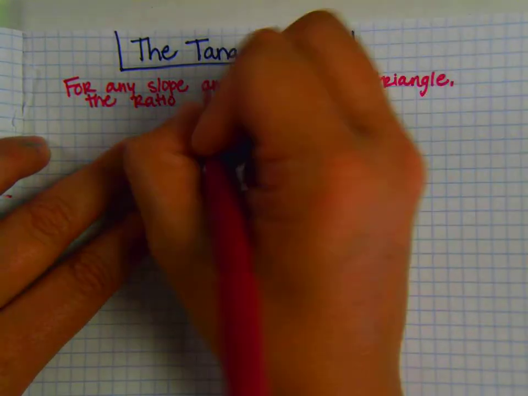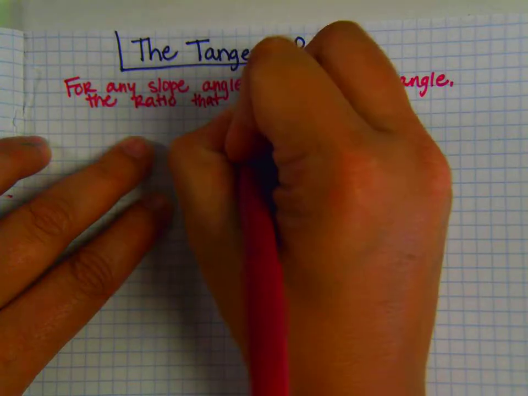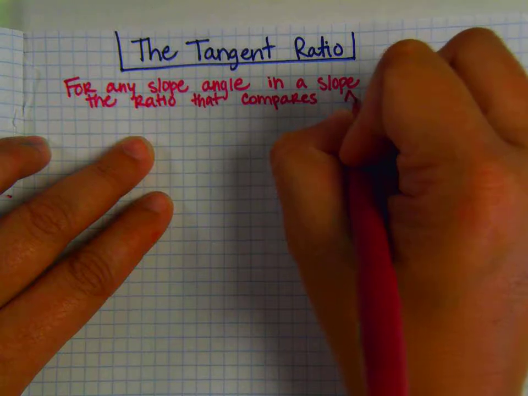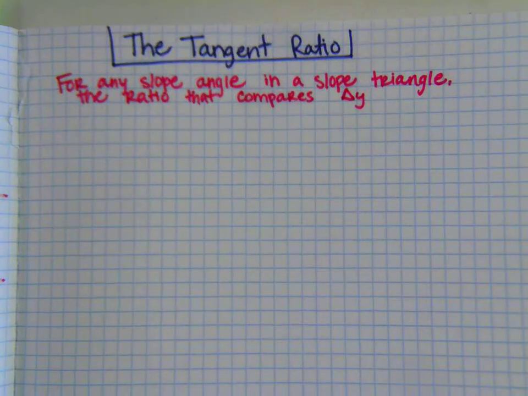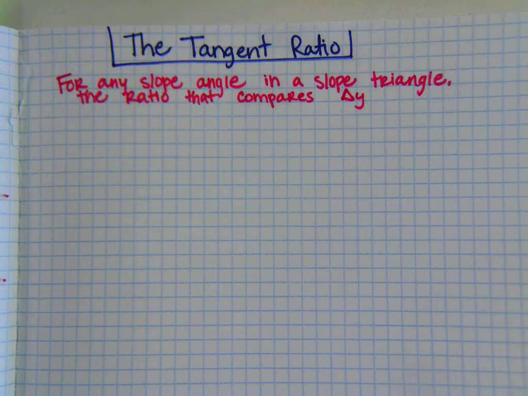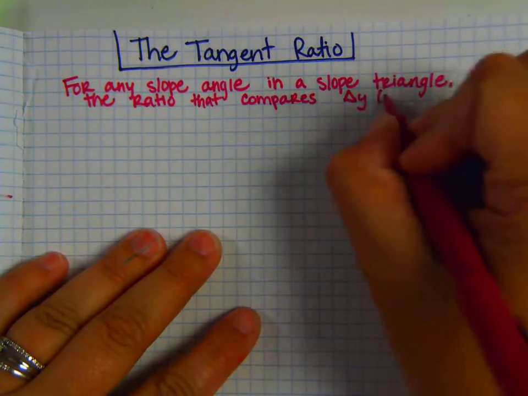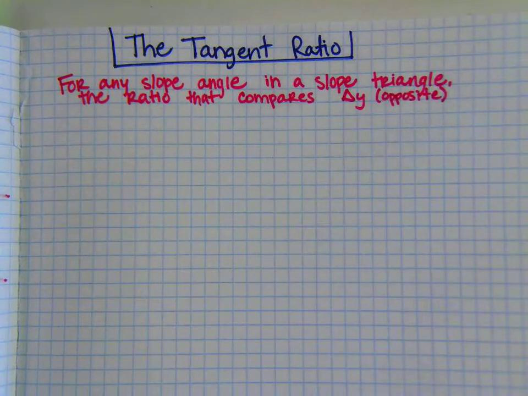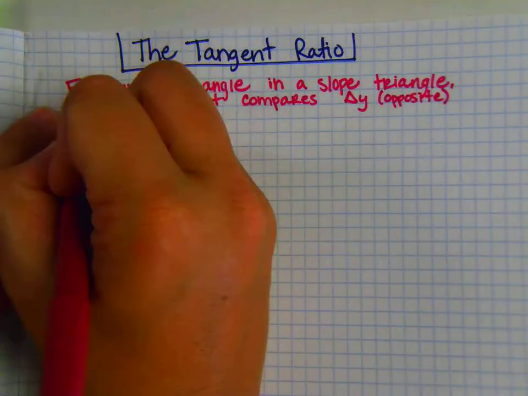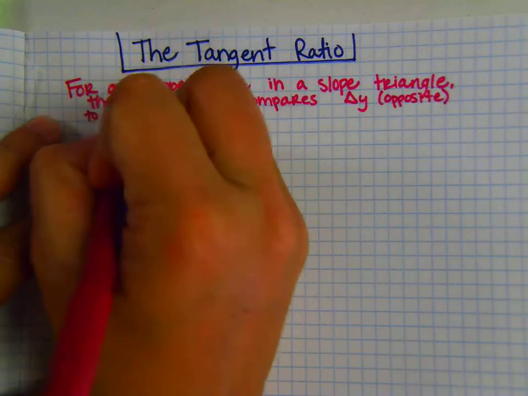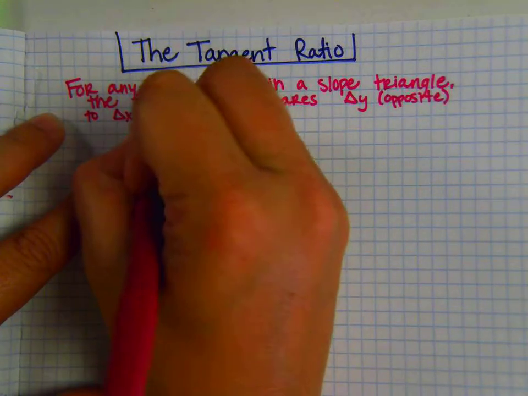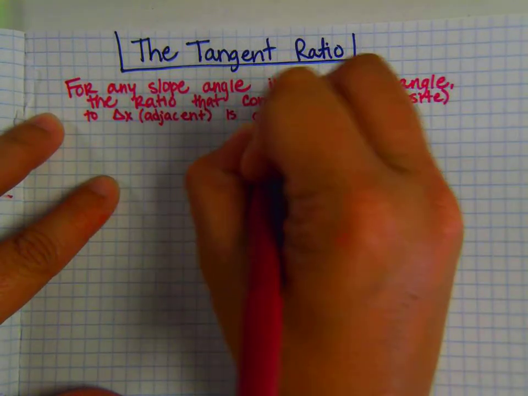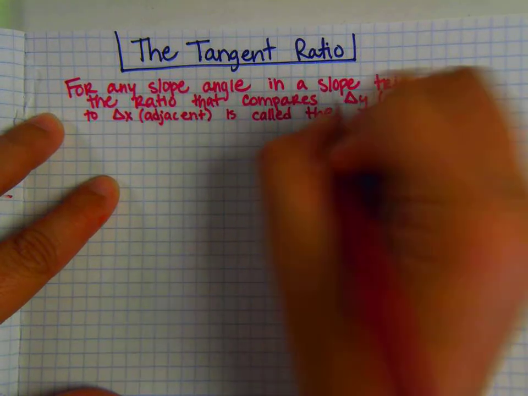the ratio that compares delta y, which we've talked about a lot, right? That's what we learned about in Integrated 1, the change in y, which I'm going to call the opposite. Now instead of calling it delta y, we're going to call it opposite, to delta x, which now we're going to be calling adjacent, is called the tangent ratio.